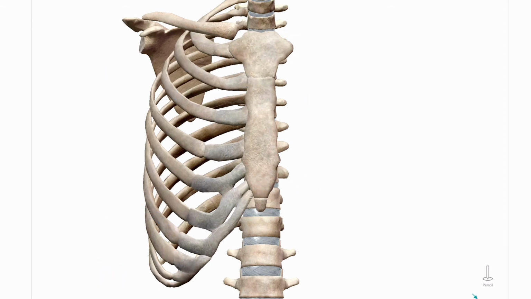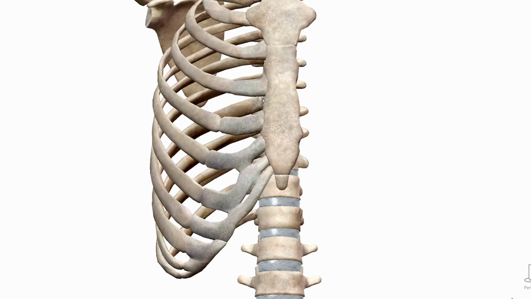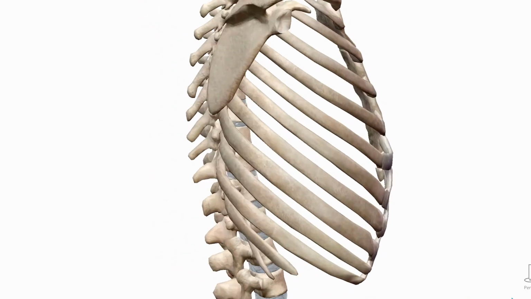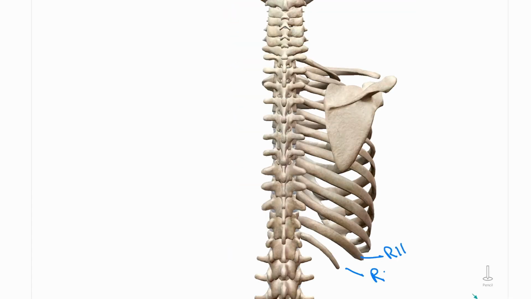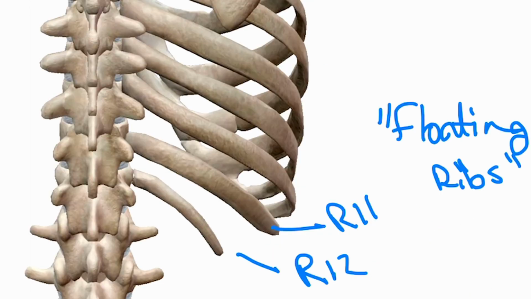To get to these last 2 ribs, we're going to go back to our posterior view here. From here, we can see these final ribs, R11 and R12, are known as floating ribs because they are only connected at one end here at T11 and T12.